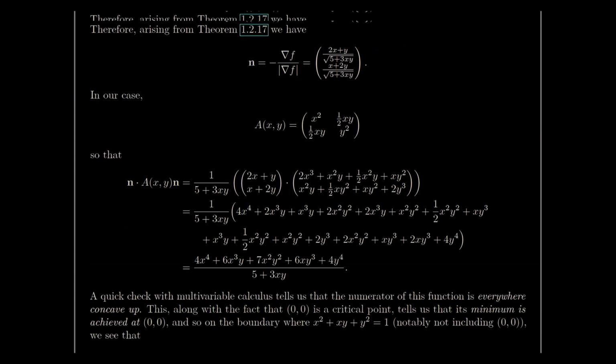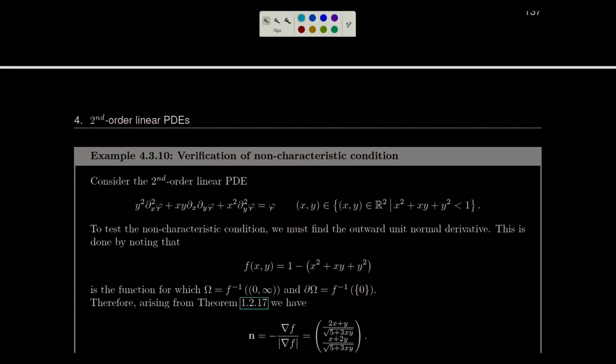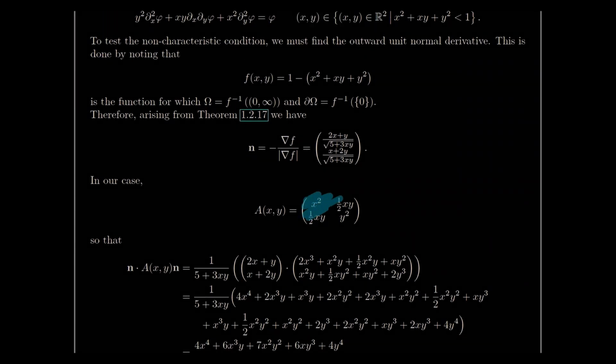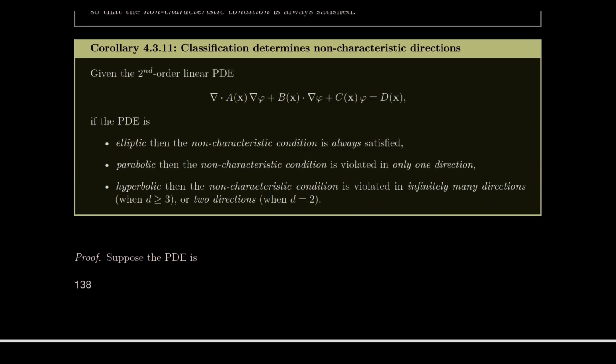We could have just jumped up here at the beginning, looked at A, and calculated its eigenvalues. We would have seen that the eigenvalues of A are strictly positive. And that means that we're elliptic, and so we wouldn't have had to go through any work, because if we're elliptic, then the non-characteristic condition is always satisfied. If we're parabolic, the non-characteristic condition is violated in exactly one direction. And what that means is you do have to calculate whether or not this direction intersects, then you proceed to compute how the direction interacts with the boundary.